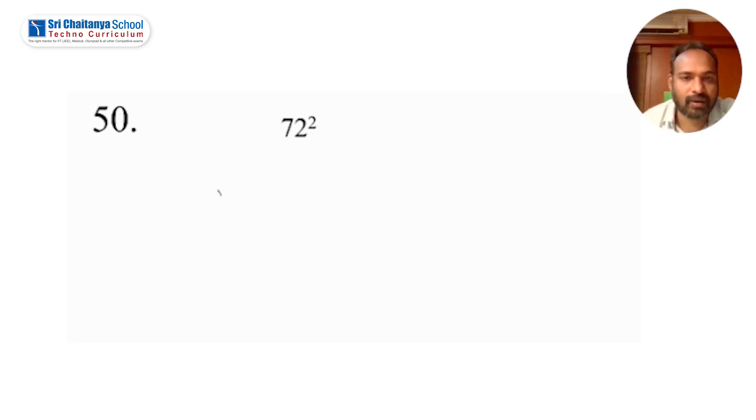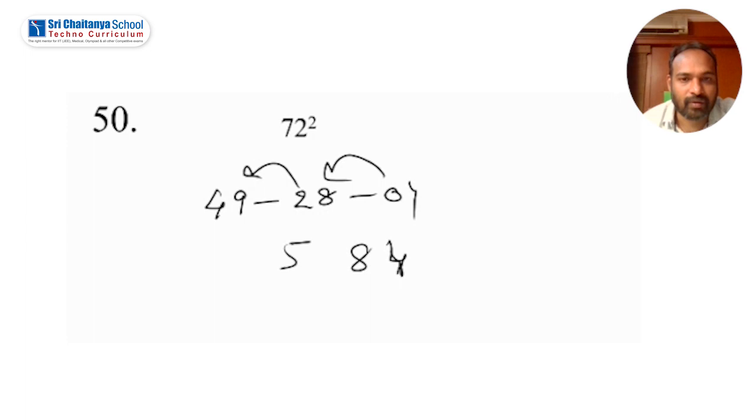72 square. Do the 7 square first, 49. Then 2 into 7 into 2, which is 28. Then 2 square, 4. 4. 0 will carry forward. So 8. 2 will carry forward. 51. 5184 is our answer.